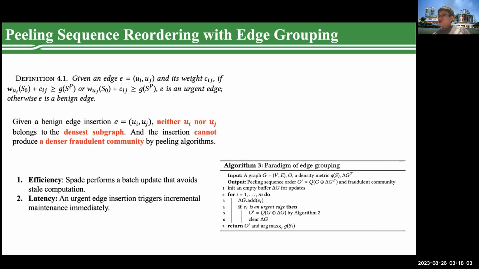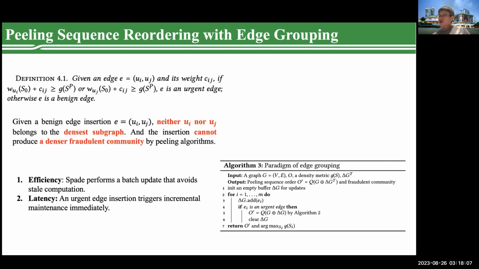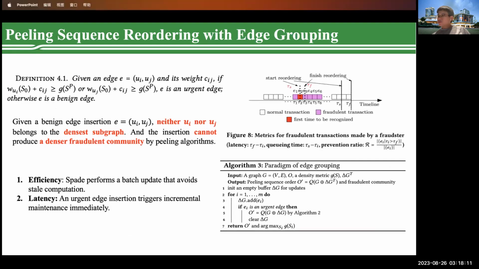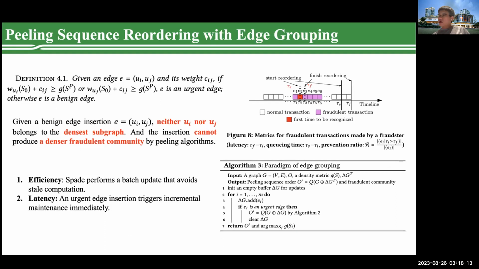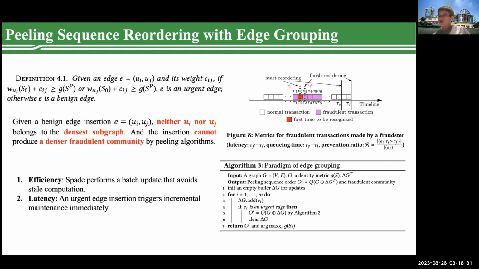Next, I will introduce pinning sequence reordering with edge grouping. We first define the benign edge insertion UI and UJ and the densest subgraph. When dealing with a benign edge insertion represented as UI and UJ, it is important to know that neither vertex UI nor vertex UJ belongs to the densest subgraph. Additionally, this insertion cannot lead to the creation of a denser fraudulent community through the pinning algorithm.